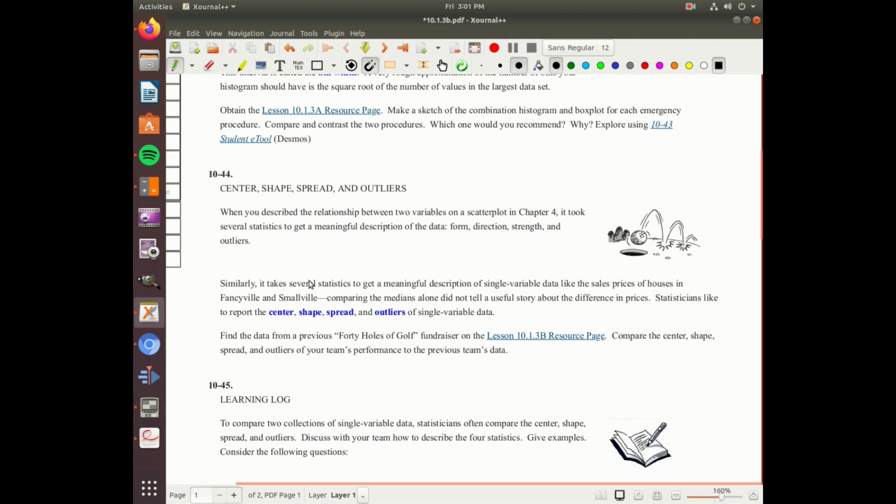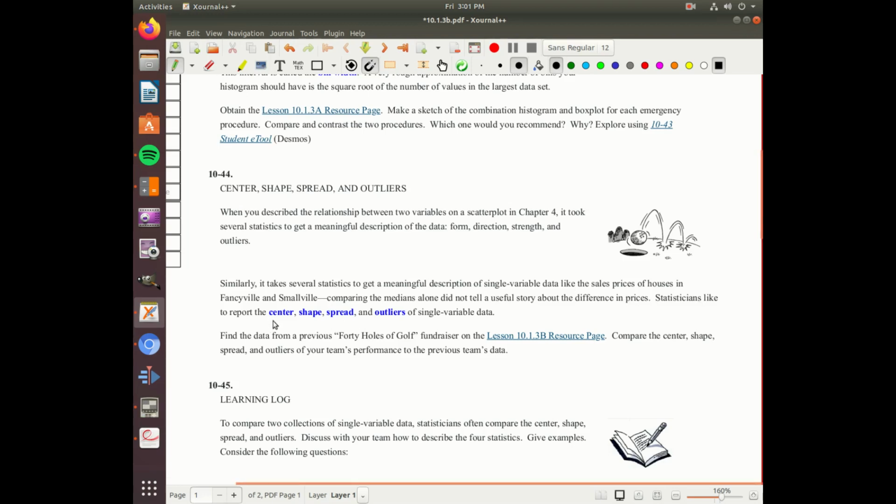Similarly, it takes several statistics to get a meaningful description of single variable data, like the sales prices of houses in Fancyville and Smallville. Comparing the medians alone didn't tell us a useful story. Again, comparing the means alone didn't tell us a useful story, but when we combined the two, we started to get a better picture.